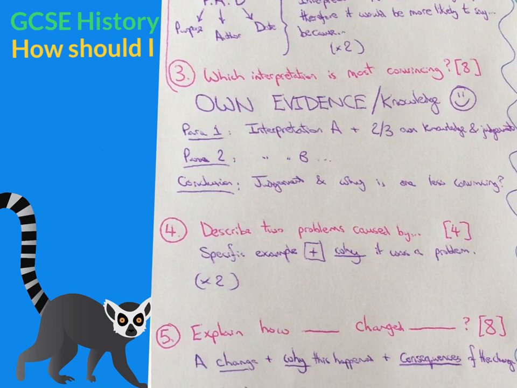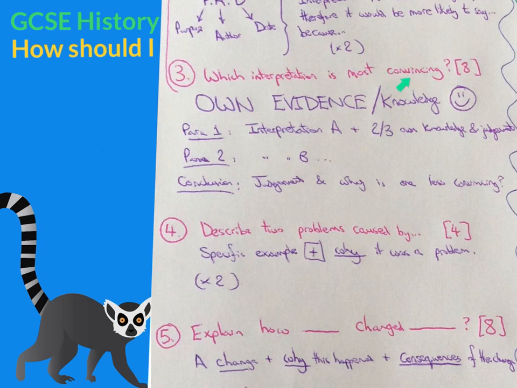Then the last of these three questions that you're answering on this paper is which interpretation is most convincing, for 8 marks. 8 marks, 2 paragraphs. So make sure you write 1 paragraph on interpretation A and use 2 or 3 bits of your own knowledge to say how accurate you think interpretation A is.